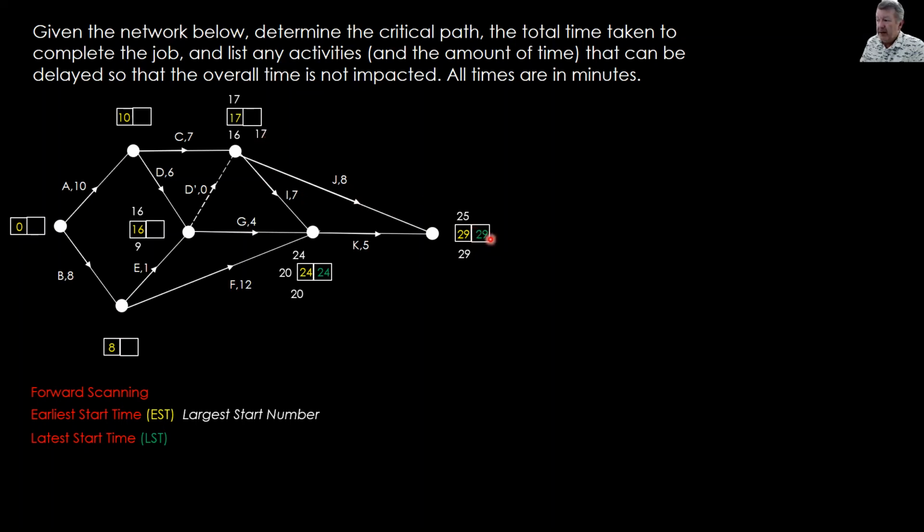29 came from this one. Take away the 8, goes up top, is 21. Now remember the latest start time. What goes in that box? It is the smallest number. So, smaller one is 17. Looks like that's going to be on the critical path, doesn't it? The numbers match up.